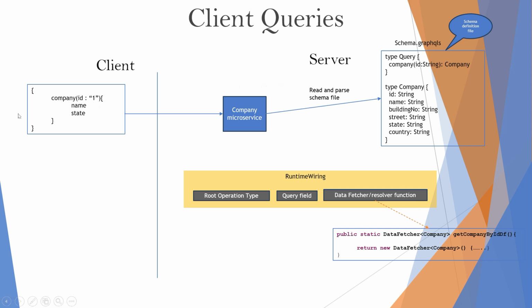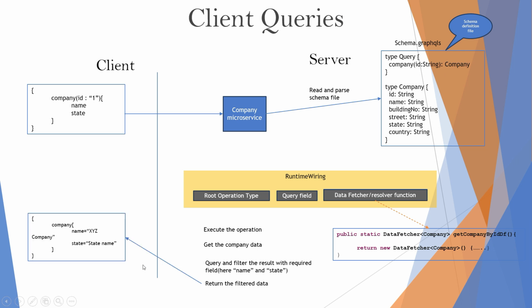When the client sends the company query, it will check that company is there, its output is company, and the argument is ID. If this information comes, the data fetcher function to be called is mentioned in the data fetcher, and GraphQL will go and call that function, get the result, and execute the operation, get the company details and filter the result with the required fields. Here only name and state are asked. So the output may have all the company details, but from there, only name and state will be sent to the client side. This is how GraphQL works.